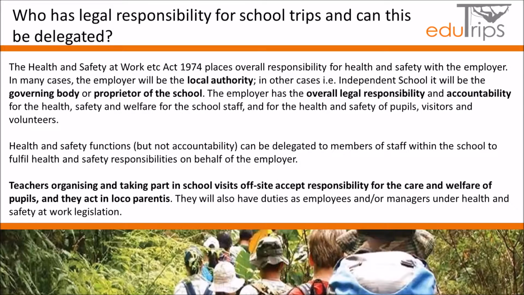So who has legal responsibility for school trips? And can this be delegated? Well, the Health and Safety at Work Act 1974 places overall responsibility for health and safety with the employer. In many cases, the employer will be the local authority. But in other cases, for example, an independent school, it will be the governing body or the proprietor of the school.